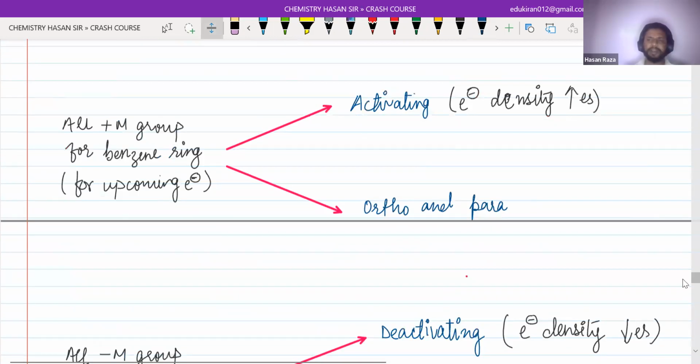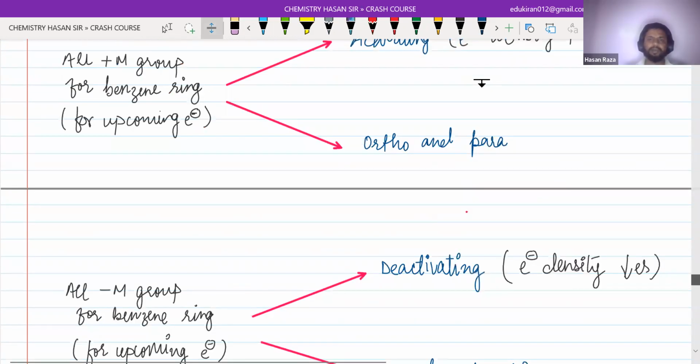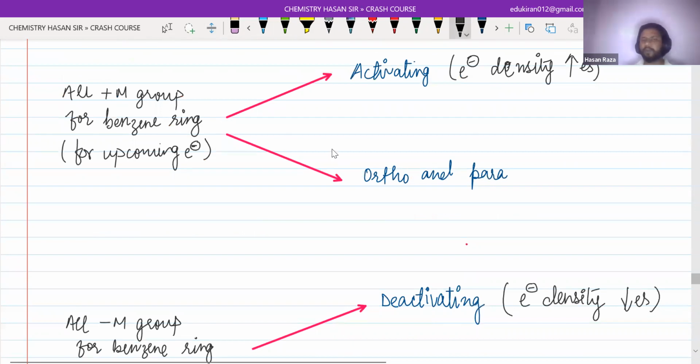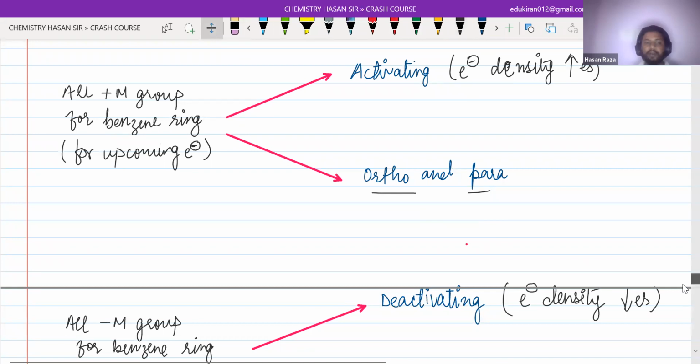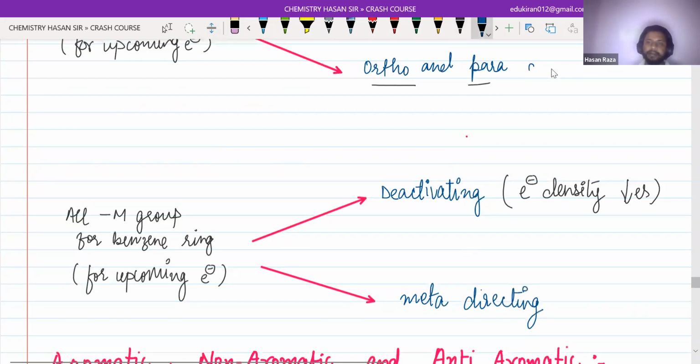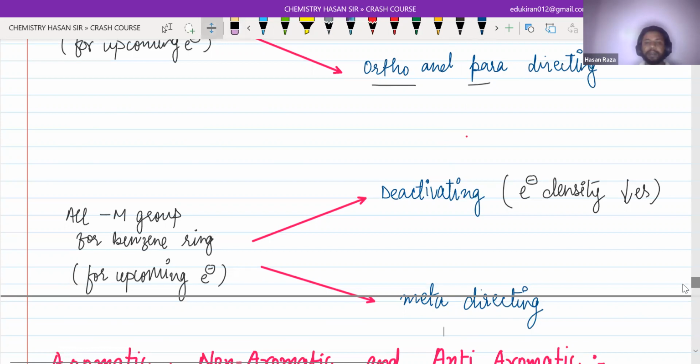Now, the same thing I have written here. You can see that all +M groups for the benzene ring are electron-donating, activating groups. It is known as an activating group because it gives electrons to the benzene ring, and it is ortho-para directing. All -M groups are deactivating, since they decrease electron density, and since they decrease electron density, they are meta directing. -M acts as meta directing, +M acts as ortho and para directing.